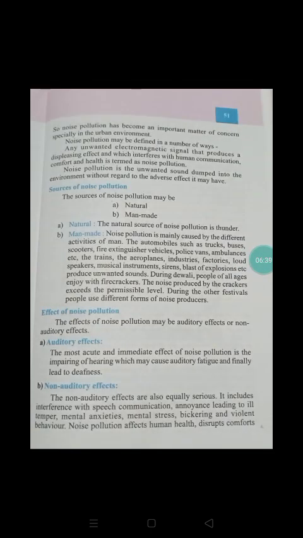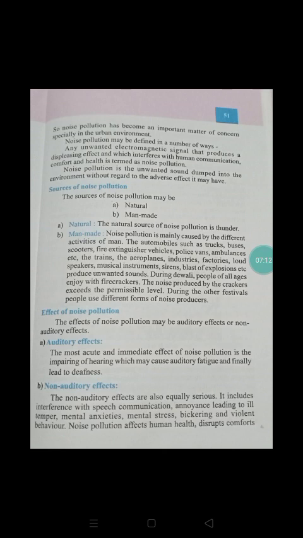Next topic is noise pollution. Noise pollution sources could be natural as well as man-made. Natural noise pollution is caused by thunder in storms, and man-made could be many, for example vehicles, fire extinguishers, vans, aeroplanes, industries and factories, which make a lot of noise pollution. During Diwali also people use firecrackers which create a lot of noise pollution in the environment.